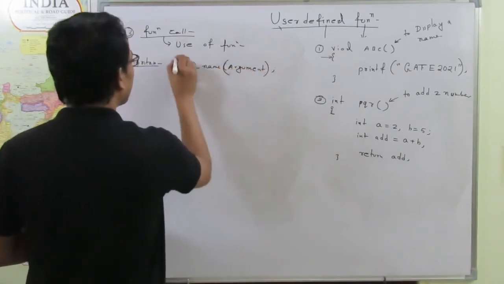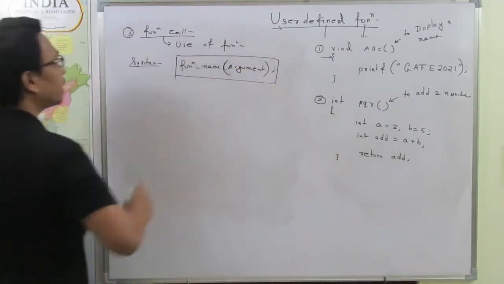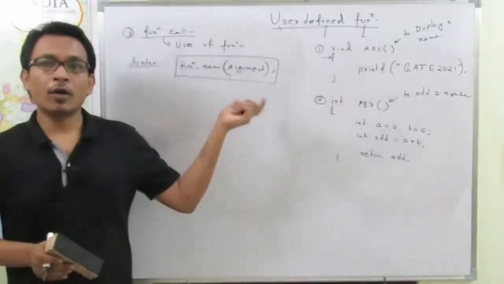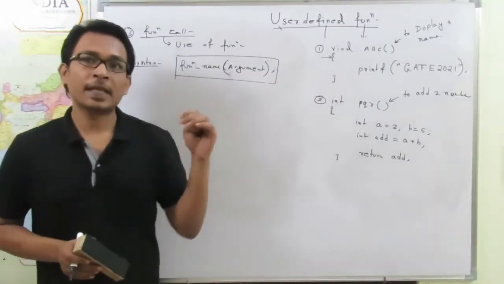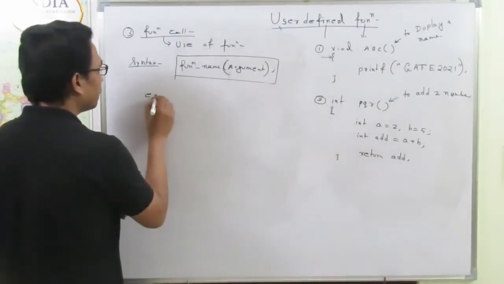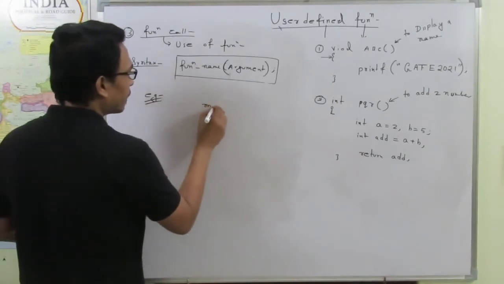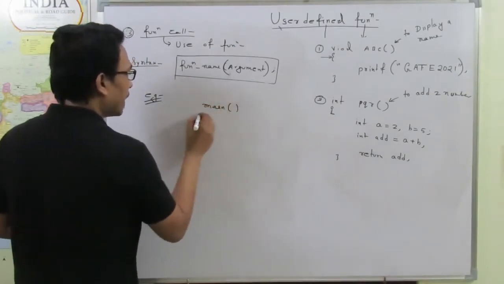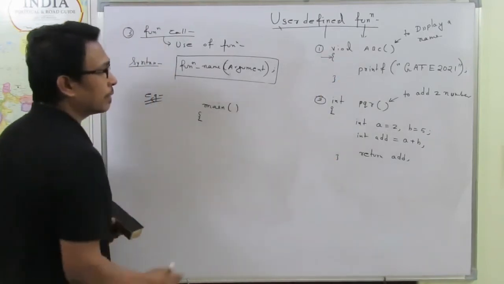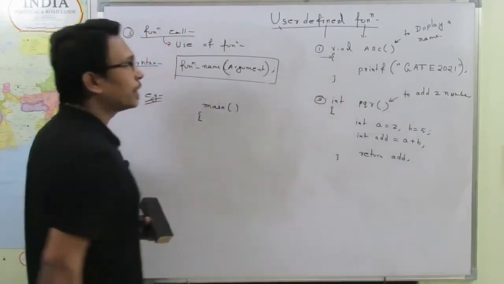Clear? This is our syntax for function call. Now from where we will call this particular function? From inside the main function. Clear? So example, this is our main function, and inside main function we are going to use both of these functions. That means we are going to call both of these functions.